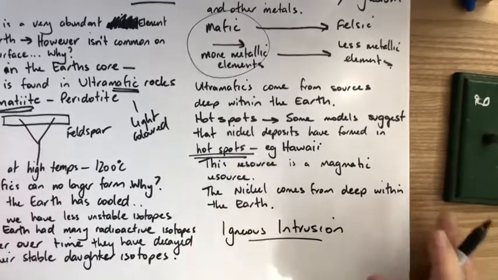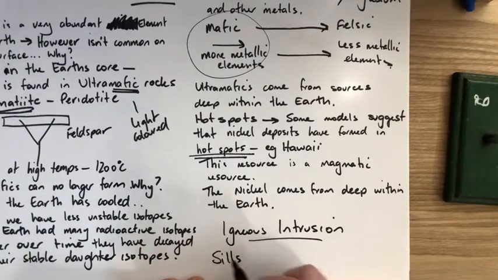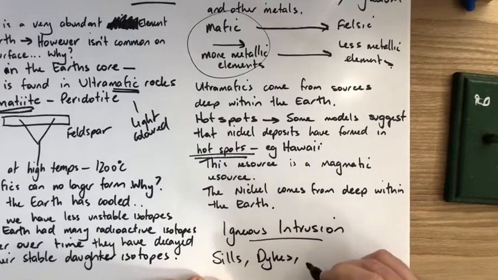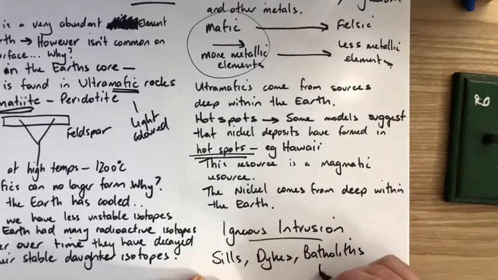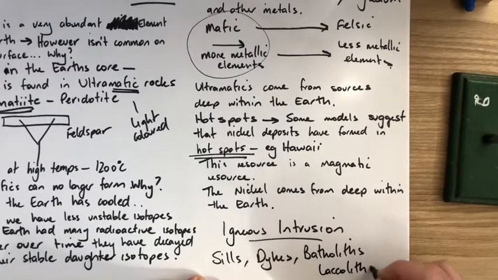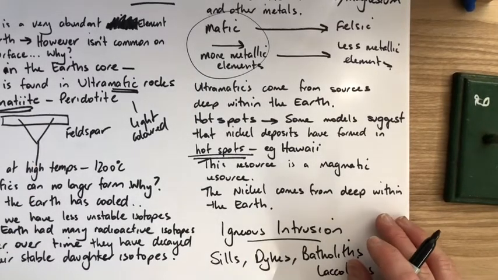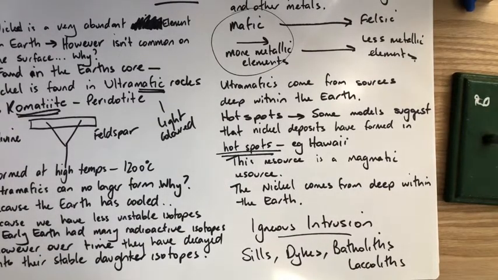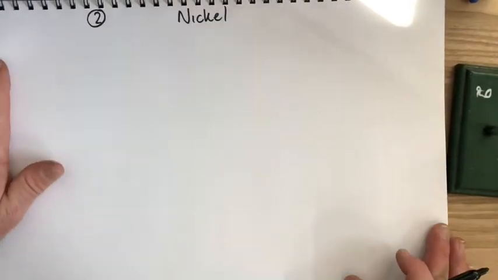Now, if we think of different types of igneous intrusions that we know of, sills, we know of dikes, we know of batholiths, and we know of laccoliths. Good. Okay, now let's look at how the actual nickel deposit starts to occur. Let's keep going and let's talk about the story of how a nickel deposit actually forms.